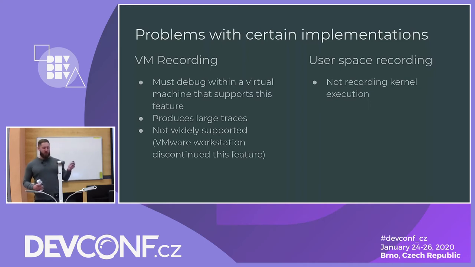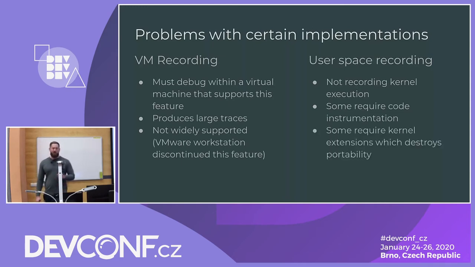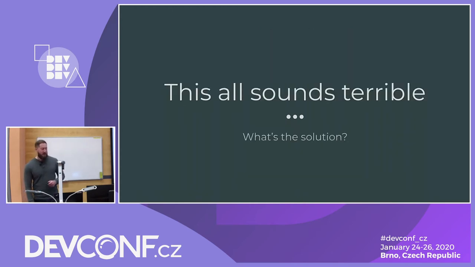With user space recording, you're not recording kernel execution, and that doesn't actually end up being a problem, as I'll explain later. We don't really need to record kernel execution, just the result of what we asked the kernel to do. Some require code instrumentation, again, something I'm not a big fan of. I don't like fundamentally changing the code. And some require kernel extensions, which destroys portability. You want to be able to take this piece of software, put it on a server, or wherever, and just let it do its thing without having to worry about whether you have certain things installed. So there's a lot of downsides. Sounds terrible. Why am I even talking about this?